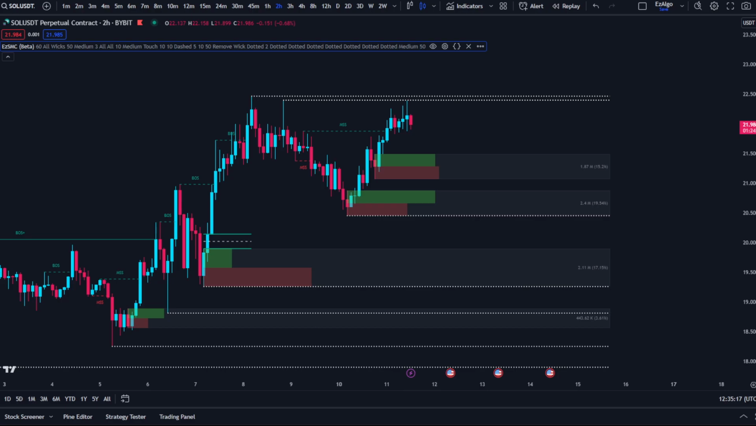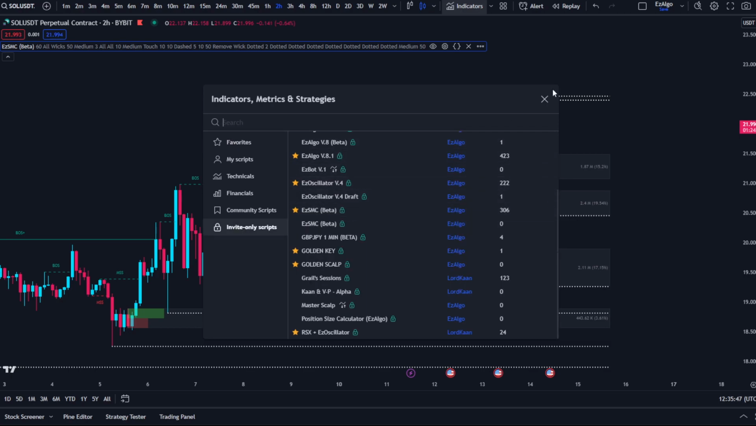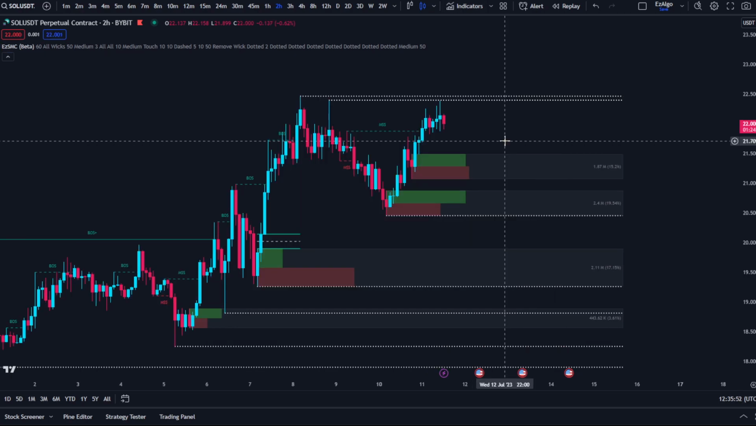So let's go through the settings real quick so I can show you guys each of the individual inputs and how you can use them in confluence to make some amazing trades. So the first thing you're going to do is come up here to indicators, go to your invite only scripts, and you should see the EzSMC beta. So once you load it in, it'll look like this by default.